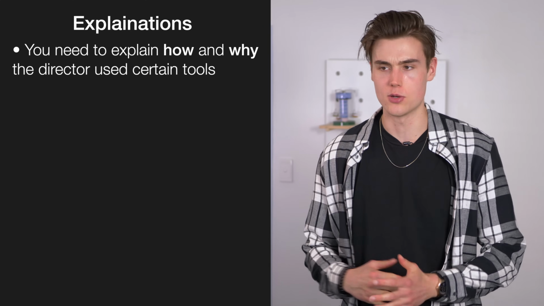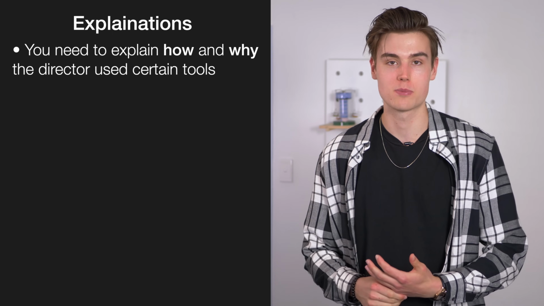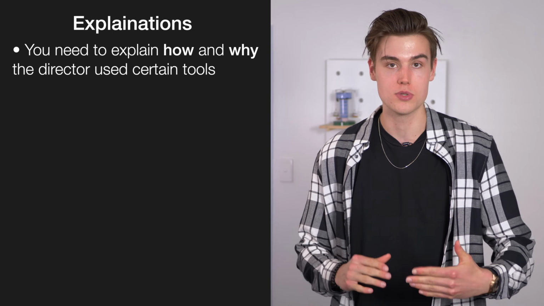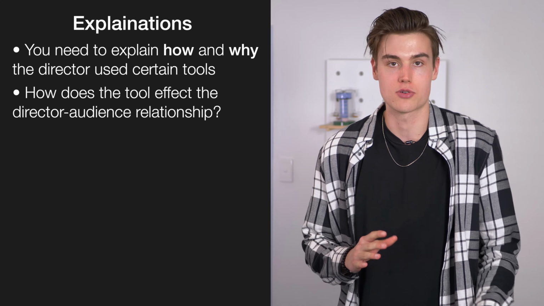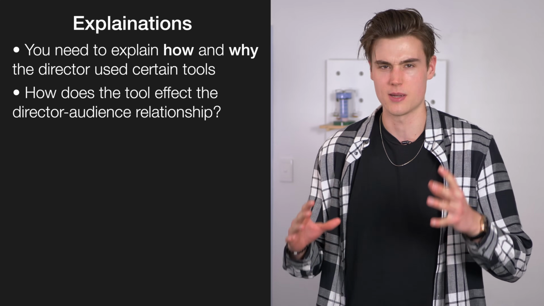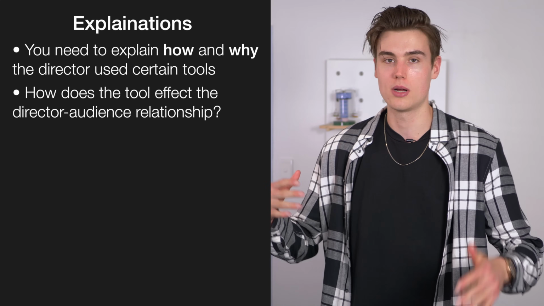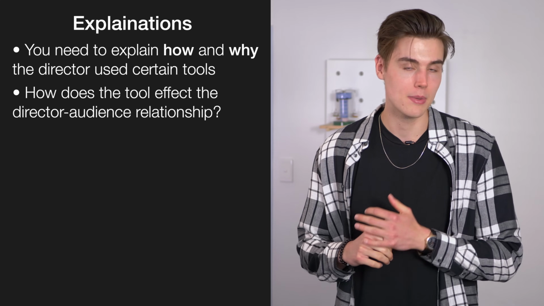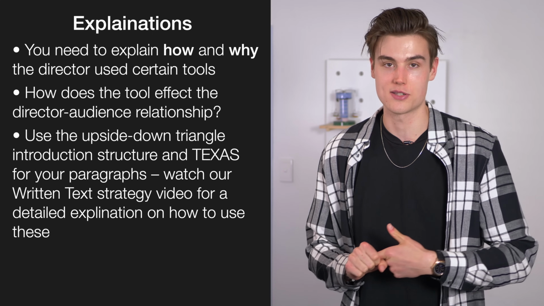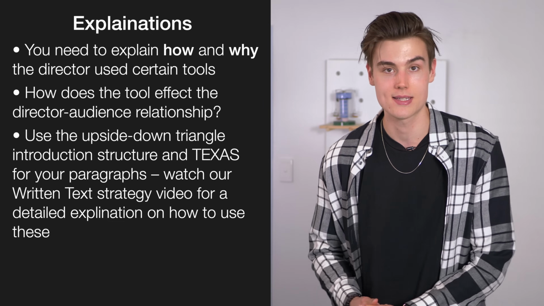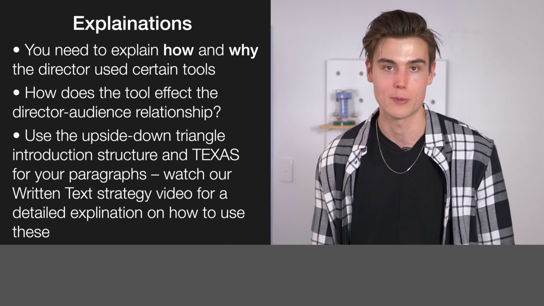It is crucial that we don't just chuck in a random camera angle and just hope that the marker froths it. If you say that this is shown in the mid-shot, you need to explain how and why the director used the mid-shot for that particular purpose, which should be to help the director-audience relationship in some way. So does it allow us to see the emotion, two people at once, something like that. Last thing is that upside down triangle structure and TEXT are still the ideal ways of writing the essay. If you want more on that, check out the written text one.